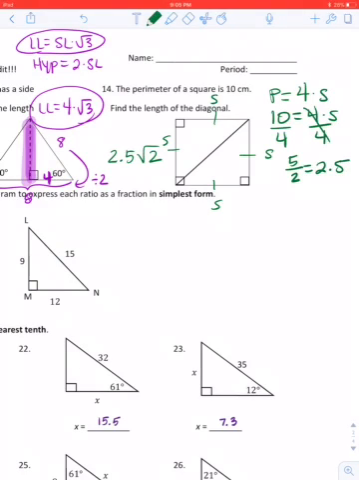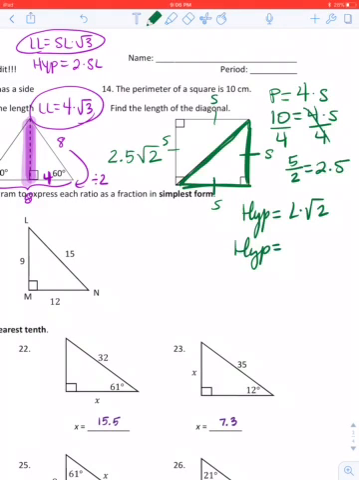So that's going to be the length of my side here, but it wants the length of the diagonal. So this is a 45, 45, 90 triangle. Remember that isosceles right triangles are 45, 45, which means that the hypotenuse is equal to the leg times the square root of 2. So I'm looking for my hypotenuse. I've already found that the leg, which is this side here, is actually 2.5. So it's just 2.5 square root of 2, which you could also write as 5 halves square root of 2 or 5 square root of 2 over 2.